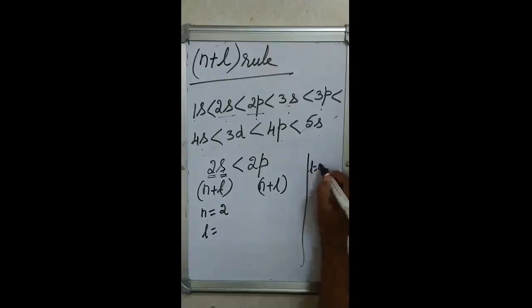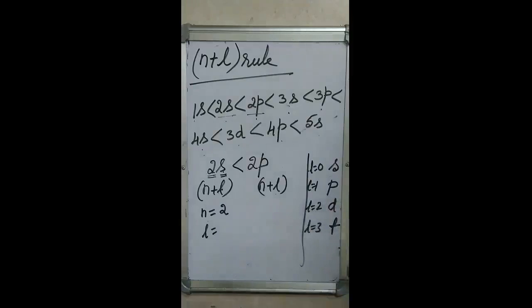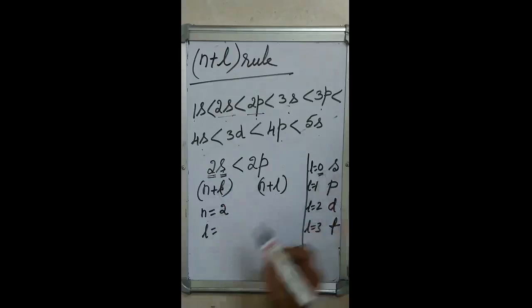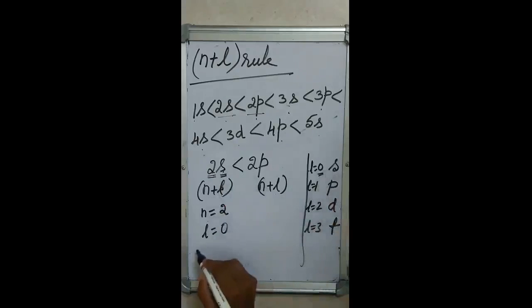If L is equal to 0, then it is an s subshell. If L is equal to 1, then it is a p subshell. If L is equal to 2, then it is a d subshell. If L is equal to 3, then it is an f subshell. For 2s, the L value is 0. So what is n plus L? 2 plus 0, the answer is 2.